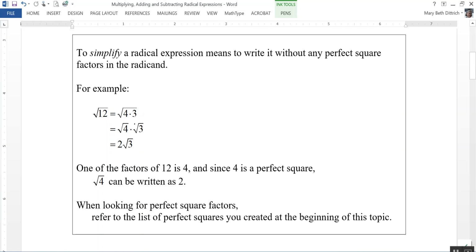So I can break up that multiplication. I can write that as the square root of 4 times the square root of 3. The square root of 4 simplifies to 2, so the square root of 12 simplified is 2 times the square root of 3. So when you're looking for perfect square factors, I'd like you to refer back to the list of perfect squares that you made at the beginning of this topic.